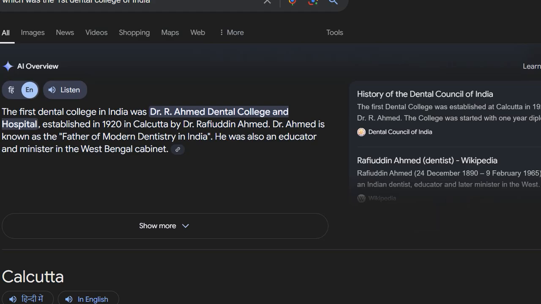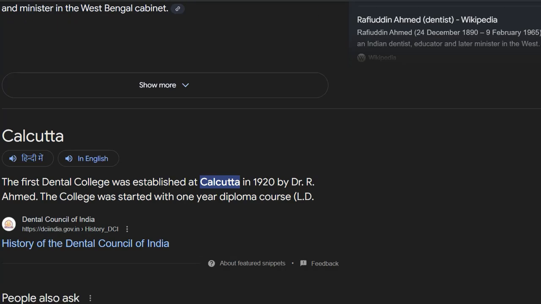Ahmed Dental College and Hospital, established in 1920 in Calcutta by Dr. Rafiuddin Ahmed. And Dr. Ahmed is known as the father of modern dentistry in India. He was also an educator and minister in the West Bengal cabinet. Okay, so you can remember that. So the first dental college was established at Calcutta in 1920 by Dr. R. Ahmed. ठीक है, क्लियर है.